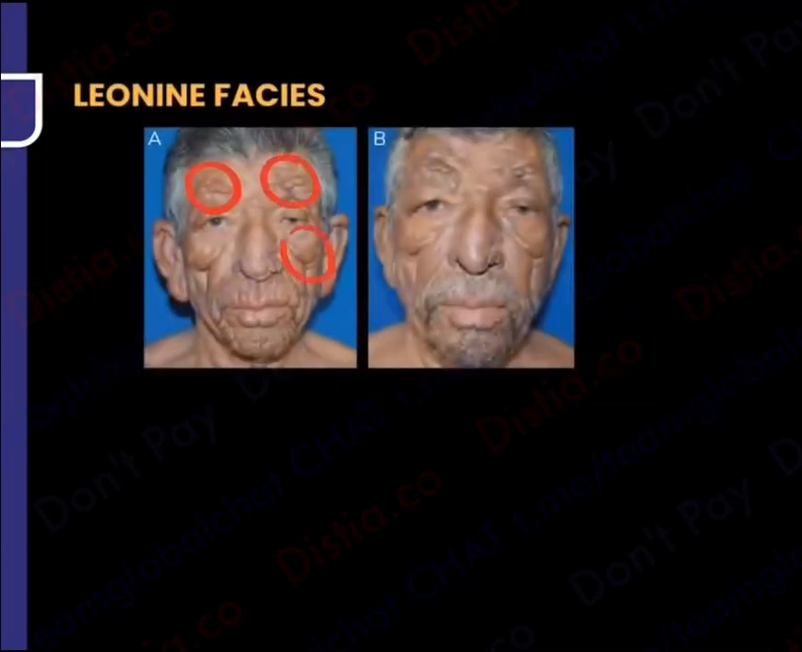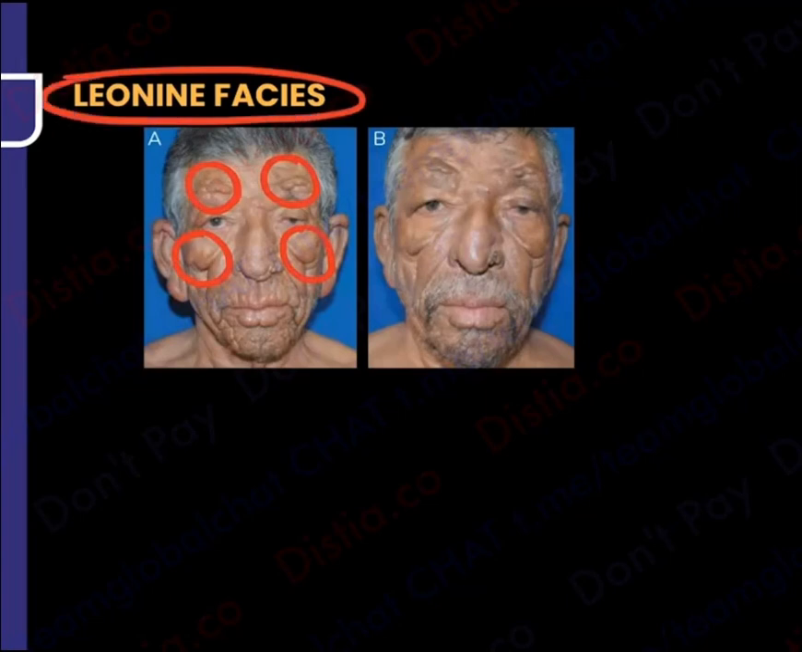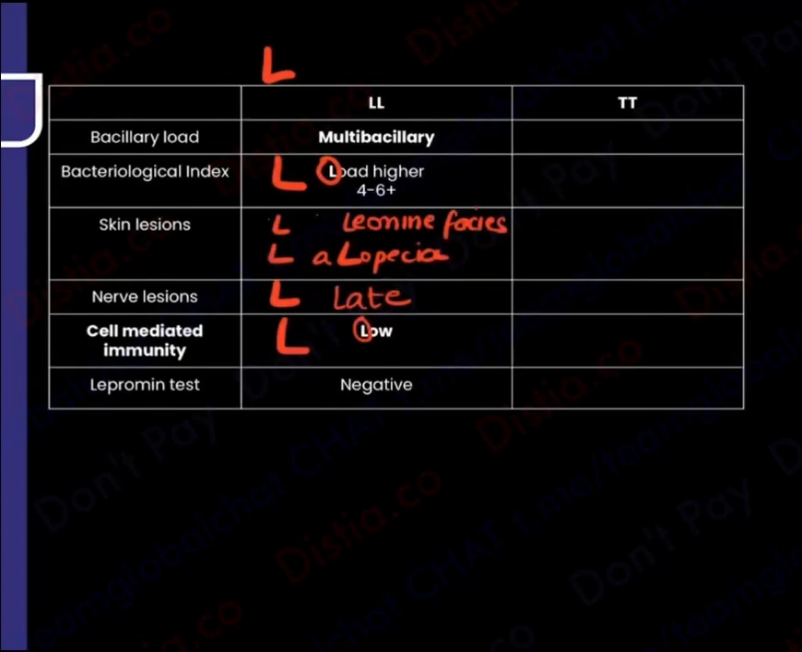And these nodules have basically transformed it into lion-like facies, leonine facies. And if you look at the eyebrows, you can definitely appreciate there is eyebrow alopecia that you can see in these patients. So yes, coming back, you have everything LL. This will help you in derma also.